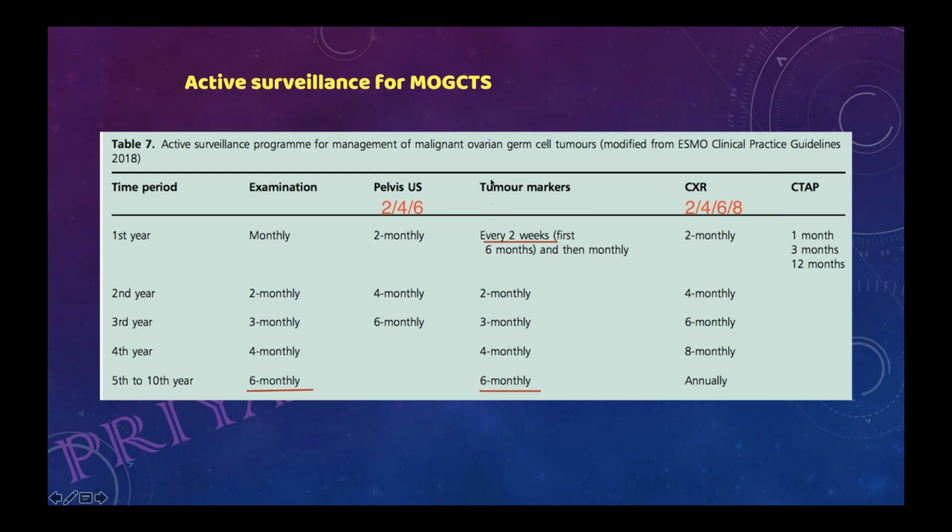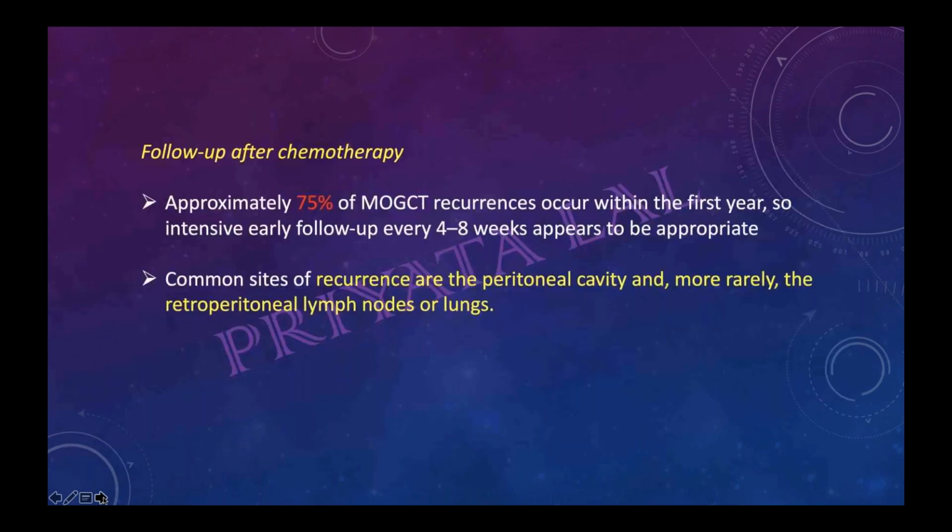So examination and tumor marker are monthly in the first year, 2 monthly in the second year, 3 monthly in the third year, 4 monthly in the fourth year, and fifth year onward 6 monthly. Pelvic ultrasound 246, chest x-ray 2468. This way you can remember. And CT scan abdomen and pelvis, 1 month after surgery, 3 months after surgery, and 12 months after surgery, and also whenever it is clinically indicated. So this way you can try to remember.